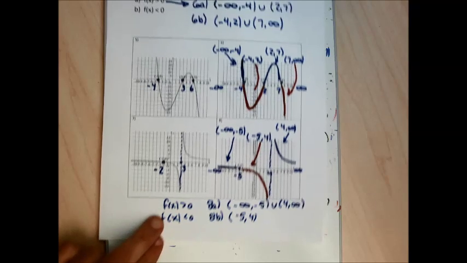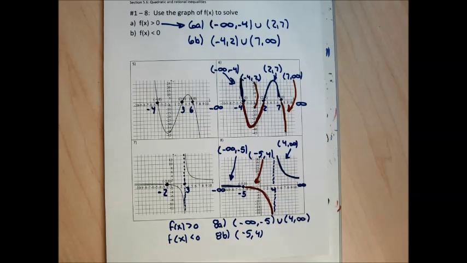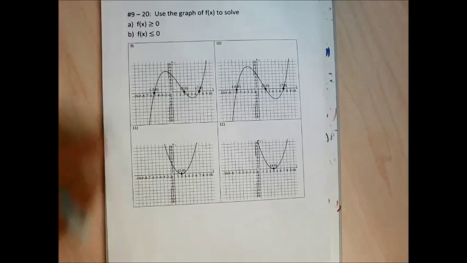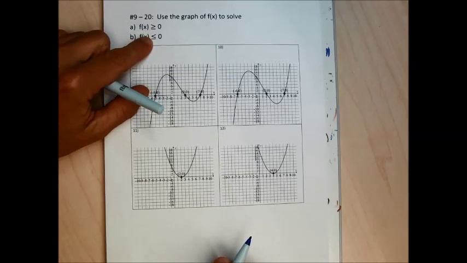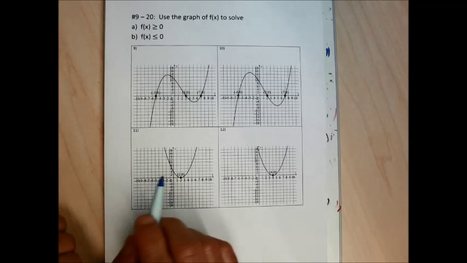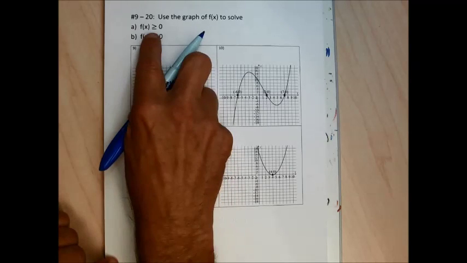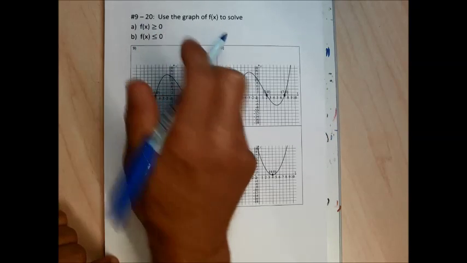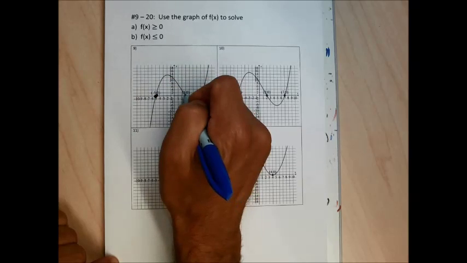So that's the first 8 problems. So you should be done with hopefully all 8. And then the next group of problems ask the same questions, but they have an or equal to. When we have an or equal to, then we have to start getting some square brackets and possibly still round brackets.